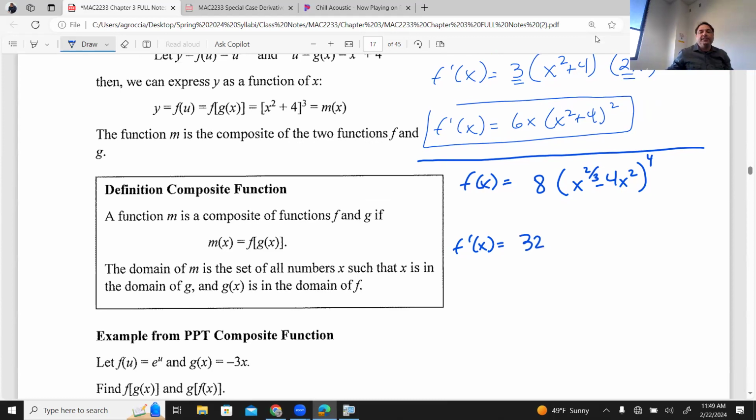Okay. Inside stays the same. X to the 2/3 minus 4x squared. And then the 4 is going to become what? 3. And I'm going to pause there, and I'm going to let you finish this off. The last step is to take the derivative of the inside. That goes in the parenthesis at the end, and then simplify. I'll leave that part to you.